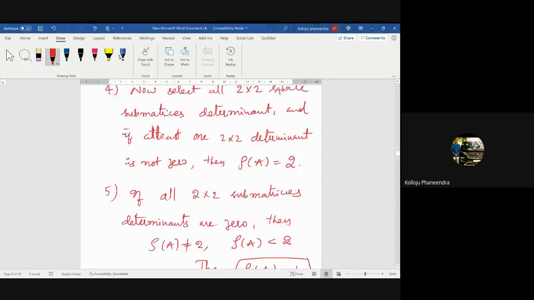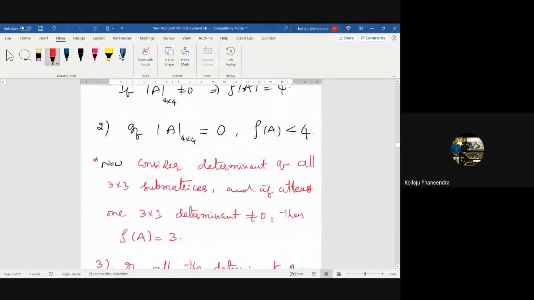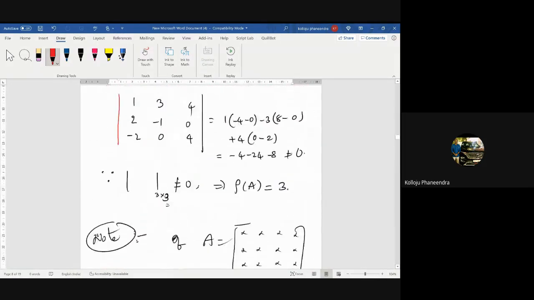This is the exact procedure. Anyone have doubts? You can raise the questions.